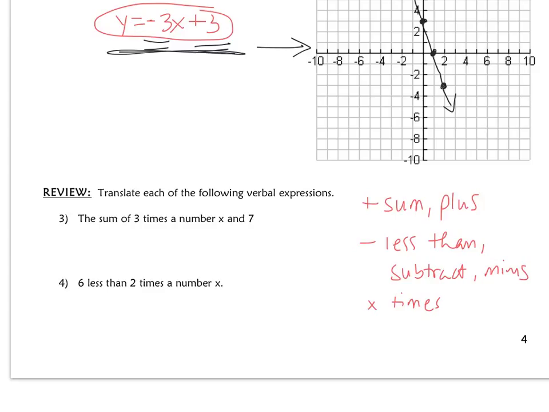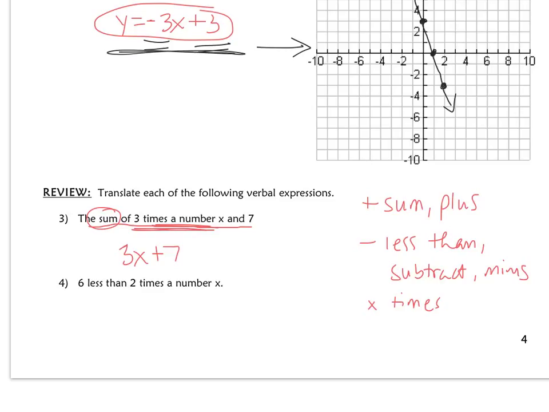So if I look at number 3, it says the sum of 3 times a number, x and 7. Well, since 3 times a number, I would do first, so 3x. Okay, so 3x times a number and 7. I'm finding the sum of 3 times a number and then 7, so therefore plus 7.